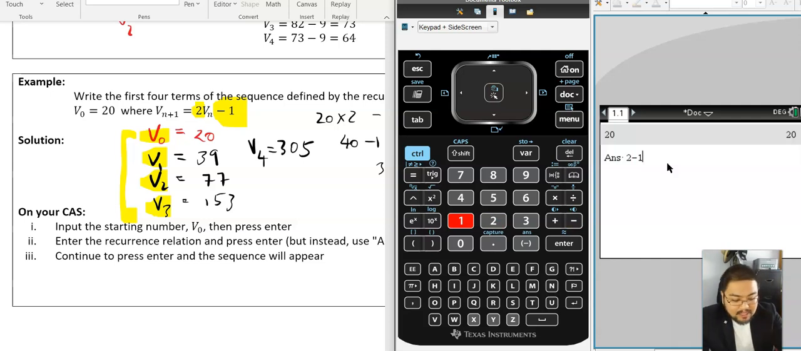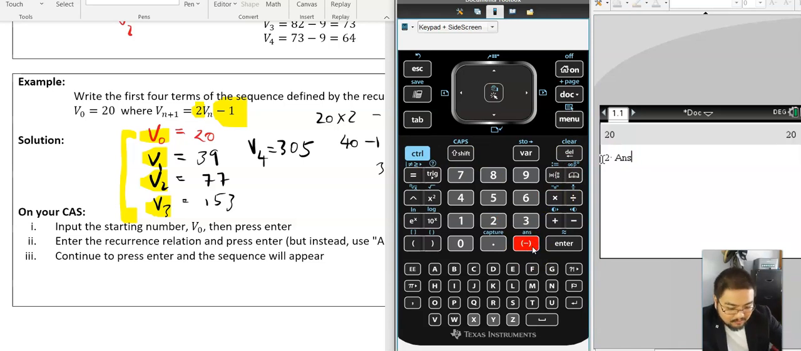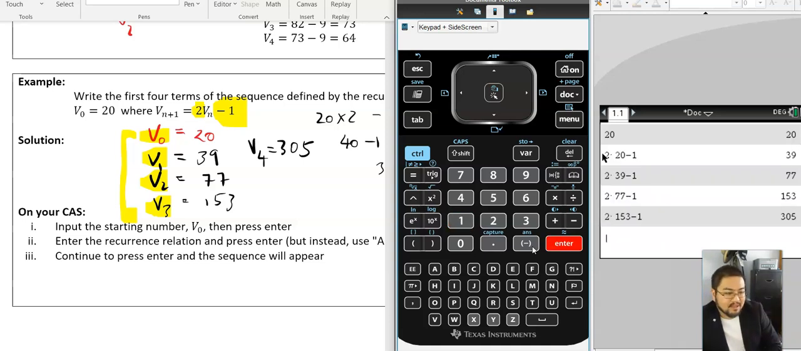Okay. For those of you that want to do it using typing in answer, you just need to type in 2 times control negative and then minus 1. You can see it's in that form where you get 2 times Vn minus 1. And then from this point, you just press enter, enter, enter, enter. Okay. And the sequence is generated for you on the CAS.